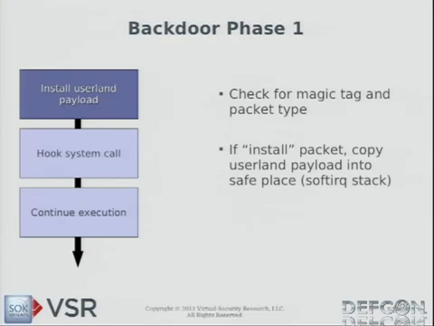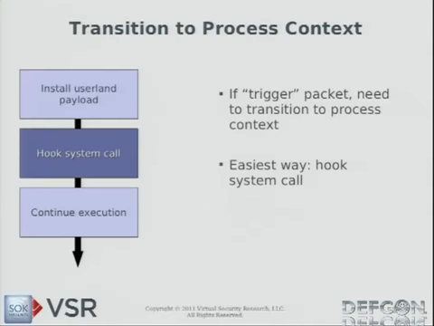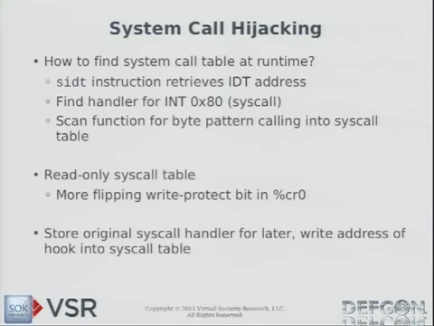So for the first phase, we check the magic tag when we receive an ICMP packet, and if it's an install packet, then we'll just copy the payload that's in the packet into a safe place, and we're going to keep using the soft-IRQ stack as a good place to store stuff. If we get a trigger packet, then we need to make that transition to process context. And in my opinion, the easiest way to do so is to hook a system call, because whenever a process calls a system call, it will then be executing kernel code in process context, which is where we want to be. How to do this, it's been done before.